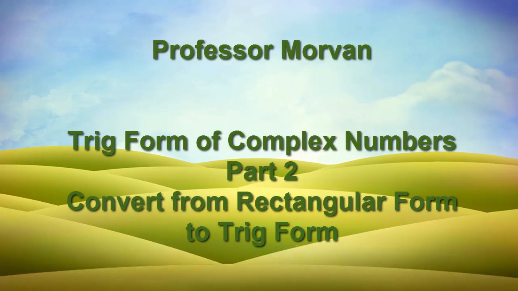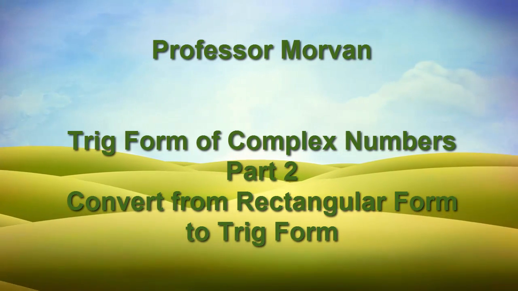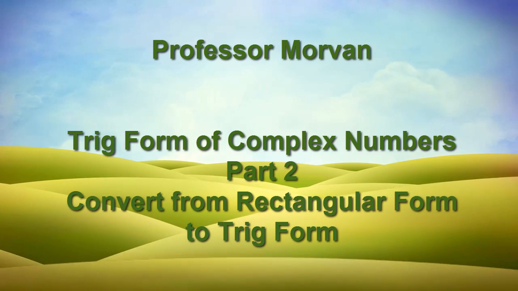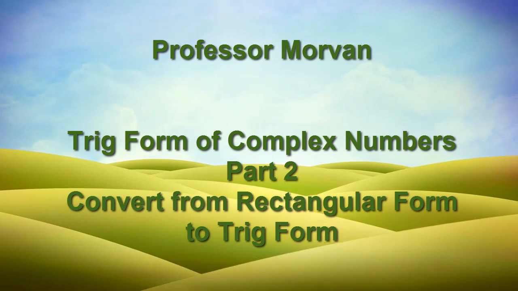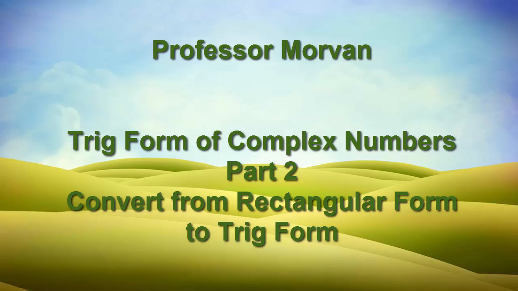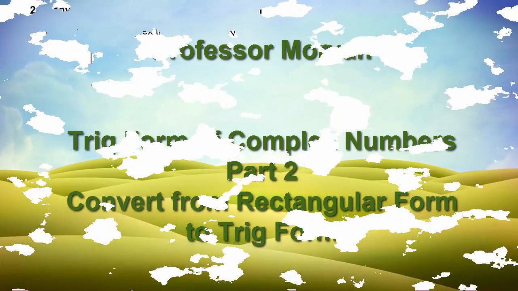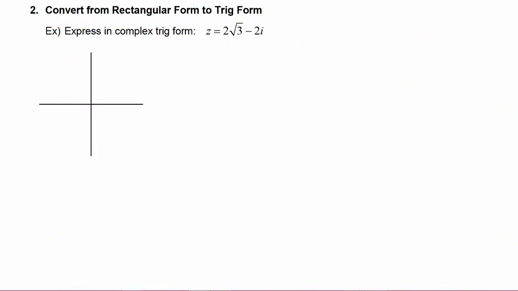In part 2 of our lesson on the trig form of complex numbers, you will learn how to convert from rectangular form to trig form. In this example, we have to express in complex trig form z is equal to 2 radical 3 minus 2i.